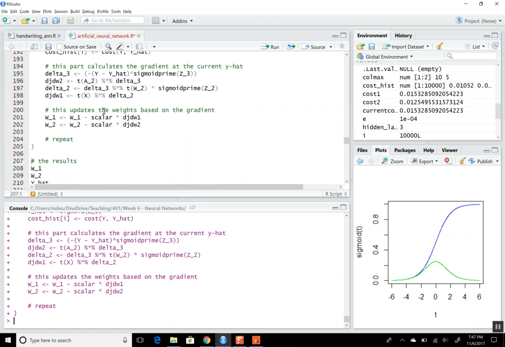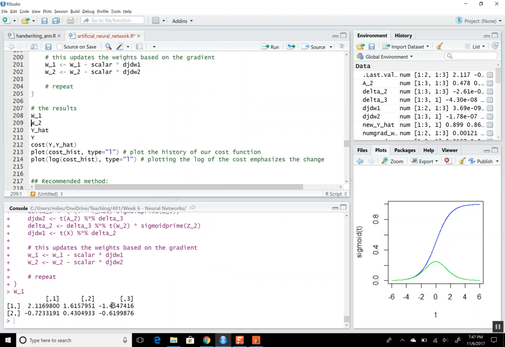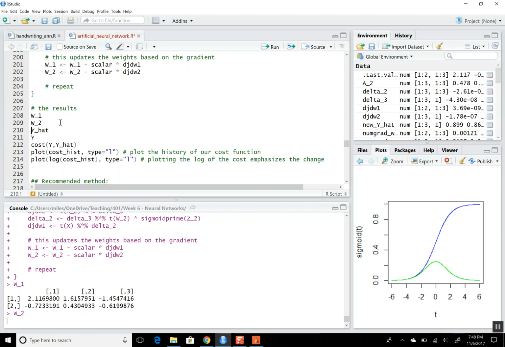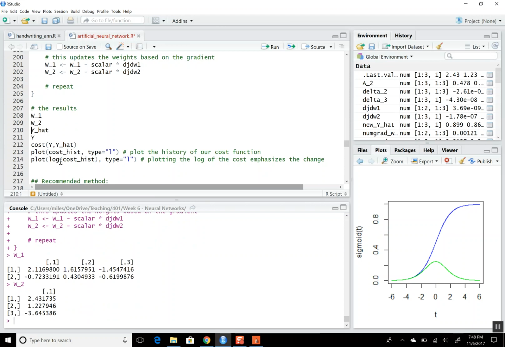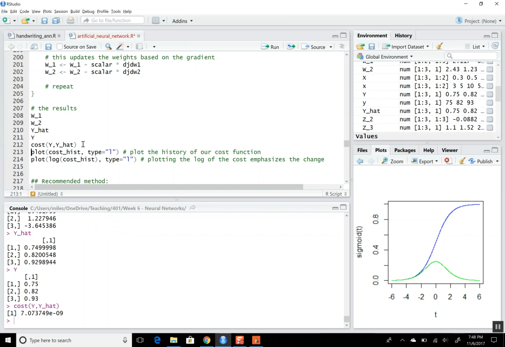Okay, that was really quick. All right, these are the resulting weight matrices. These weight matrices don't have any practical interpretation to us. That's just the nature of neural networks. It's hard to get any kind of interpretation. Let's take a look at our predictions. The predictions that it produces are 0.75, 0.82, 0.93, which is very close to the actual values of y. Okay, so this is what we have. The cost function output is very small.